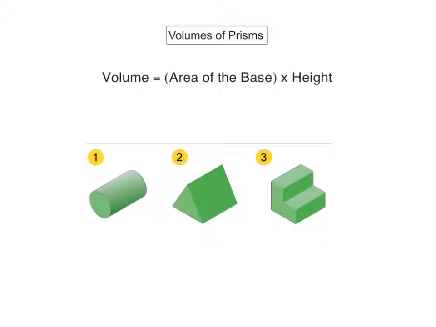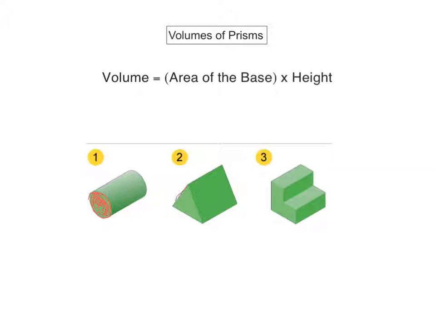So we talked last time about the volume of a prism. The volume equals the area of the base times the height, and a prism is defined as something that has the same shape all the way through. So all three of these here, this one, number one, is a circular shape all the way through, and this would be the area of the base here, the circular thing. That shape there goes all the way through.